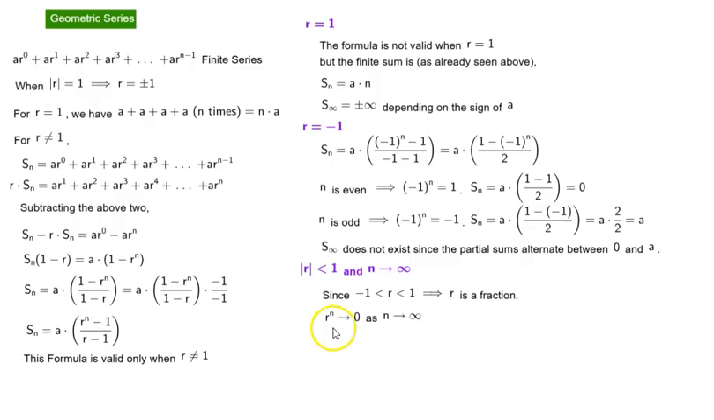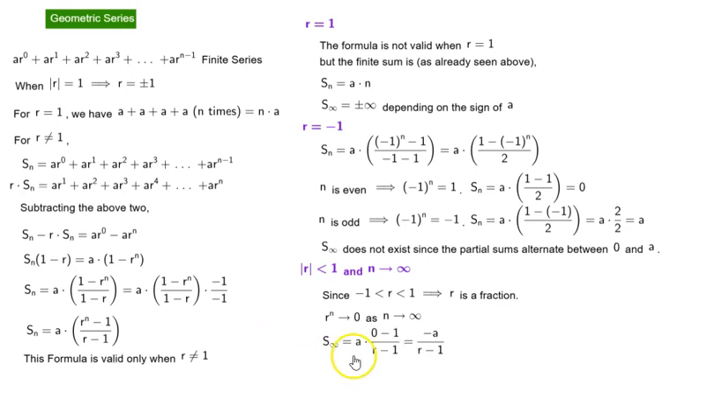It is very easy to figure out this part because take any fraction, say 1 by 2, square it, you get 1 by 4. Cube it, you will get 1 by 8. Take it to the power of 4, you get 1 by 16. It is becoming smaller and smaller and smaller. So as n goes to infinity, r to the power of n will go to 0.